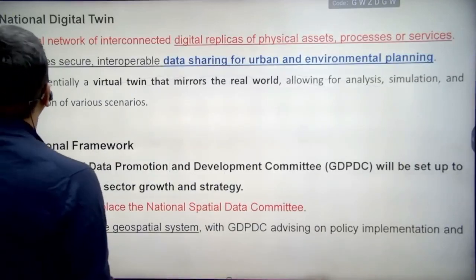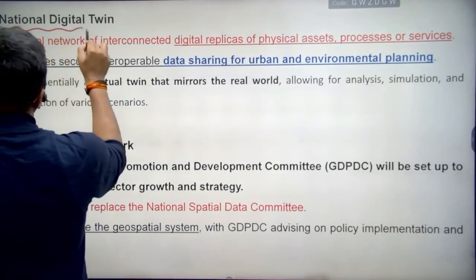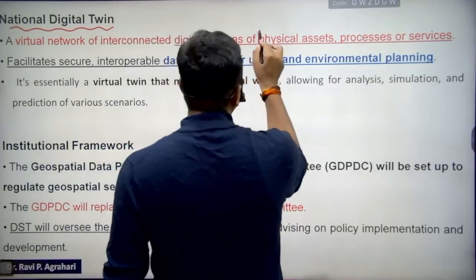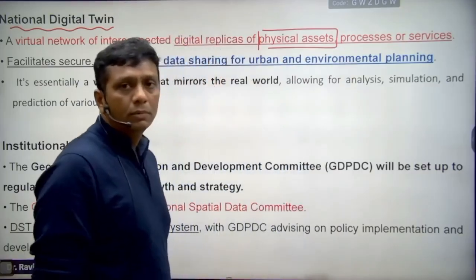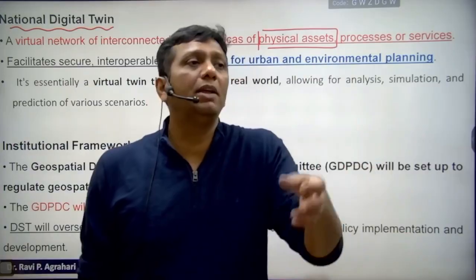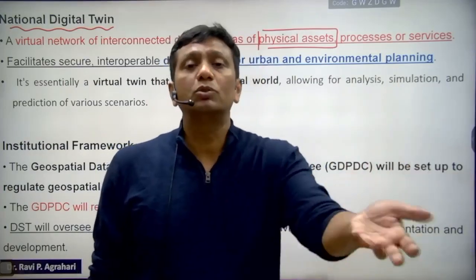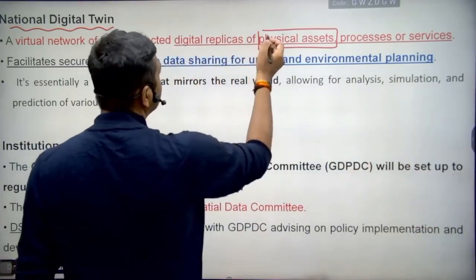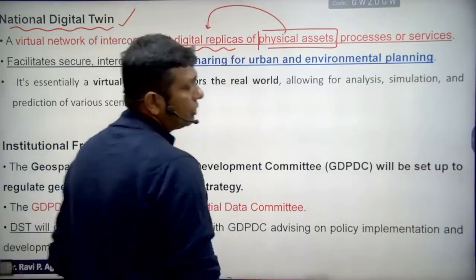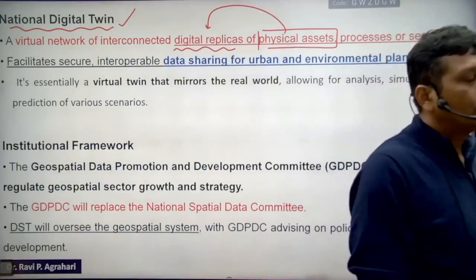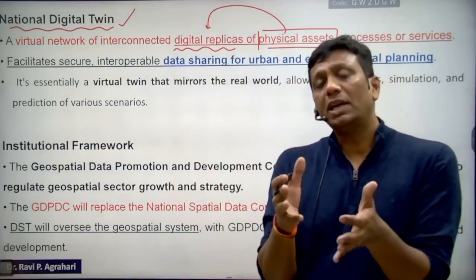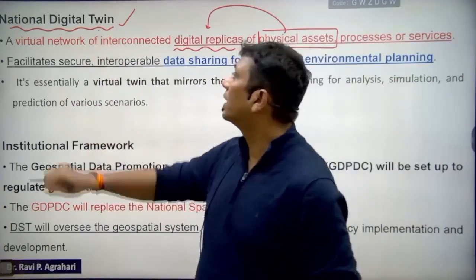Now I told you about the meaning of national digital twins. Try to understand. Actually, guys, those physical assets are available. Physical assets mean your buildings, monuments, rocks, rivers, those are available. Its digital replica is going to be prepared under national digital twins. So those physical assets are available, and the physical asset based digital data is going to be prepared through national digital twins.